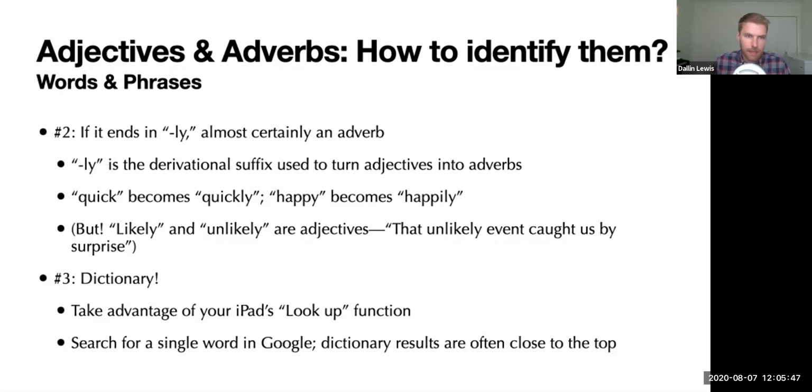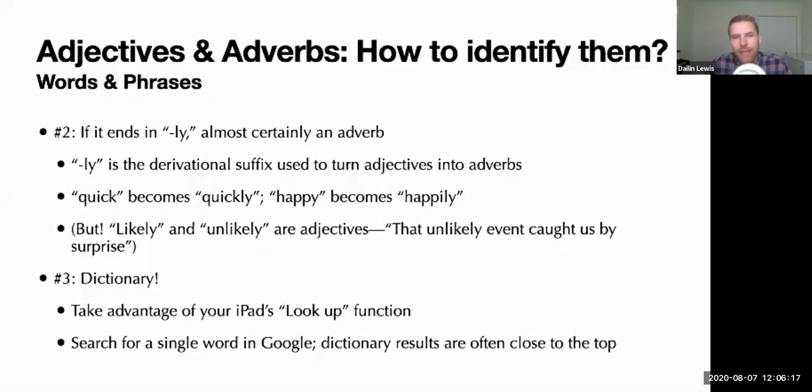Okay, so the second tip: if it ends in -ly, it's almost certainly an adverb. That, again, is the primary way of making words into adverbs, but it's not always. Likely and unlikely are exceptions, and we'll talk about only, another exception, in a moment. Now, finally, the third tip: just look it up in the dictionary. The dictionary is going to become your friend this semester. You might think, I know English, I don't need a dictionary, but I can tell you that you absolutely need a dictionary for this class.